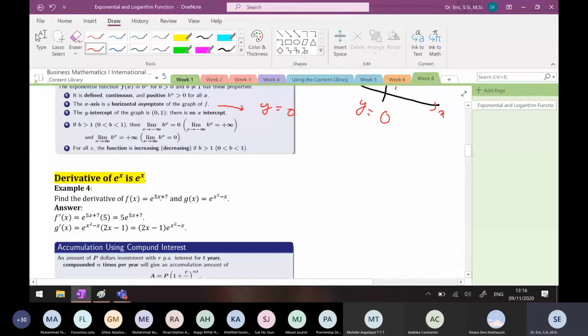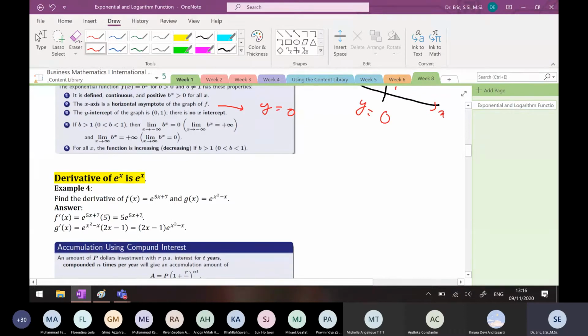So if I have e to the 5x plus 7, the capital X is 5x plus 7. So the derivative of e to the capital X is e to the capital X. But don't forget, we have the derivative with respect to little x, not to the capital X. So we have to multiply with the derivative of the capital X with respect to x, that is 5. So you have 5 times e to the power of 5x plus 7.